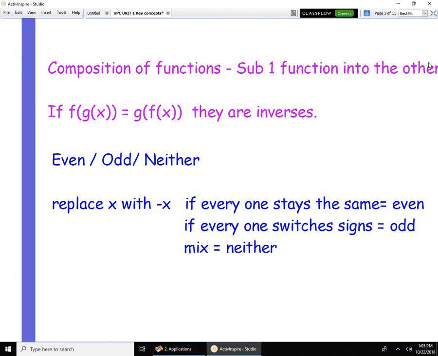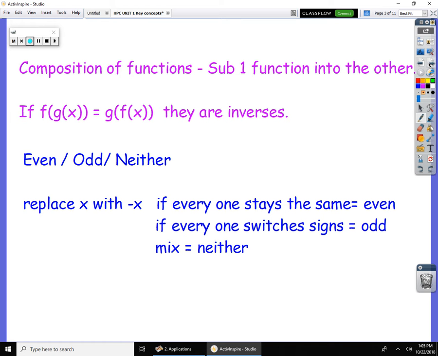All right. Composition of functions. That is simply subbing one function into another. If f of g of x is equal to g of f of x, we say the two are inverses. Now, occasionally they're not inverses if one function has a restriction on its domain.